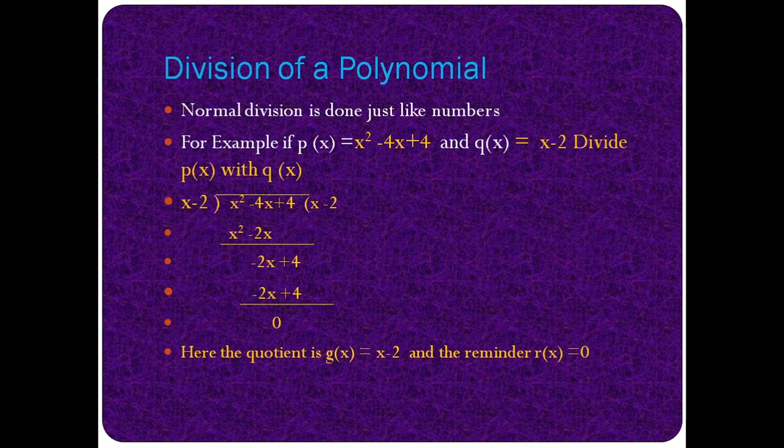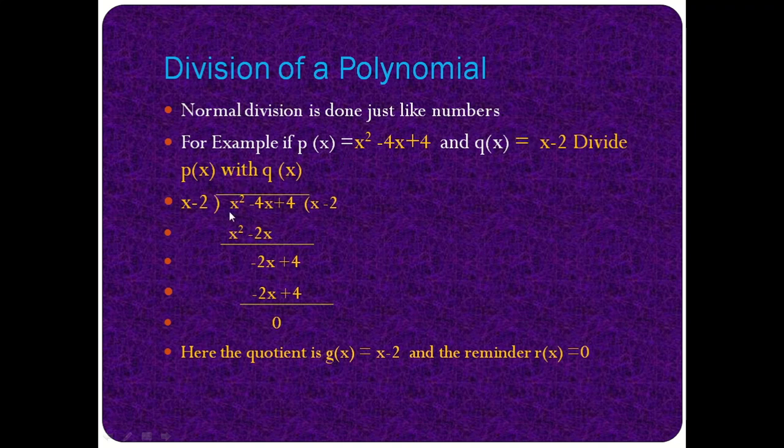Now come to division. You know how to divide two numbers. You consider these two polynomials simply like numbers and divide them. That is why I state that normal division is done just like with numbers. For example, take one polynomial, px equal to x square minus 4x plus 4, and another polynomial, qx, equal to x minus 2. Then divide px by qx.